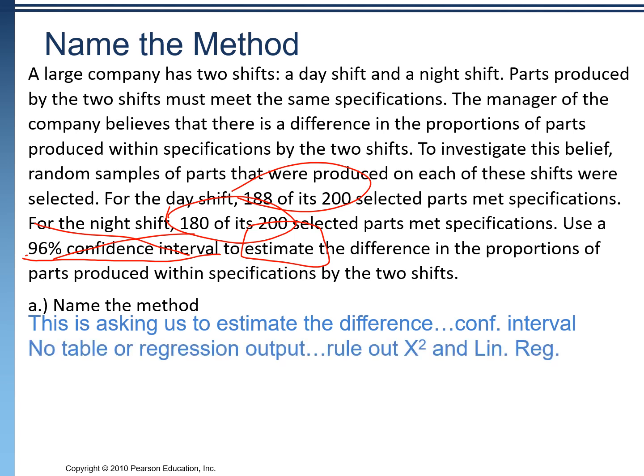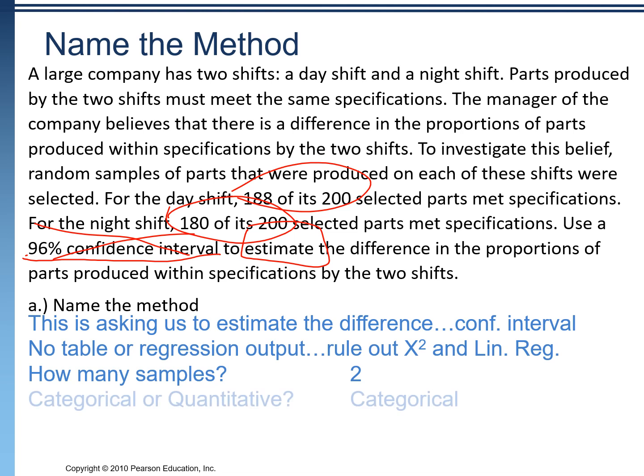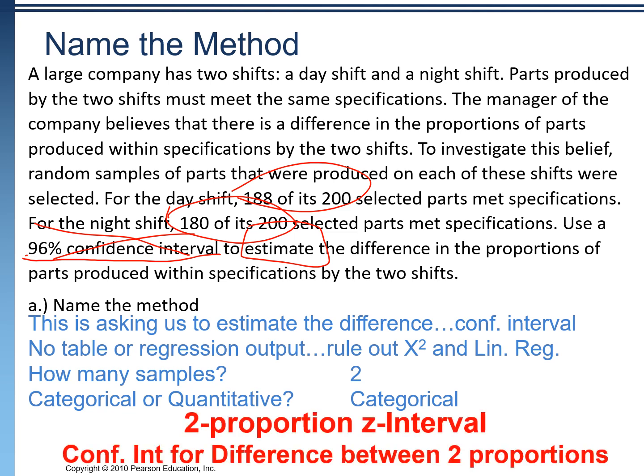We're going to rule out chi-squared and linear regression because we don't have a table or a regression output. There are two samples, and the samples are categorical because the underlying question is: is this part defective, yes or no? That makes this a two proportion z interval. That's what we call it. On the test, it might be described as a confidence interval for the difference between two proportions.